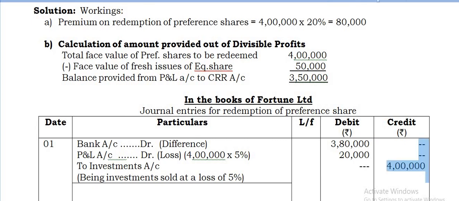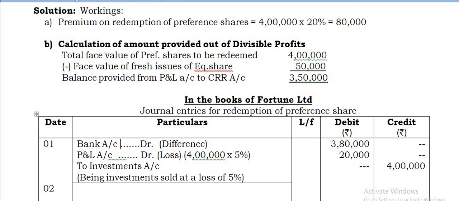4 lakhs you write in the credit column and 4 lakhs into 5%. So that gives you 20,000 that you write in the debit column. That is a loss. So the difference amount is the bank balance, the actual bank account to be taken. That is the actual amount being received.